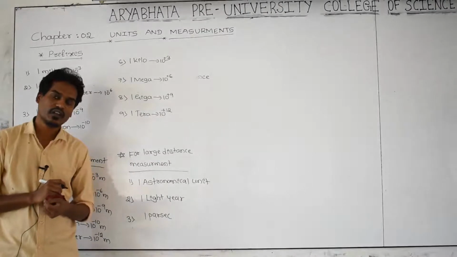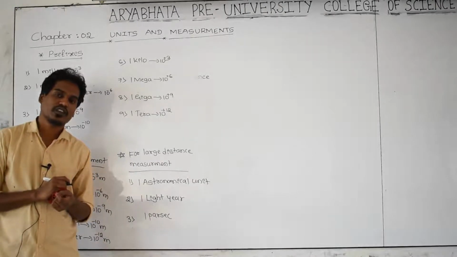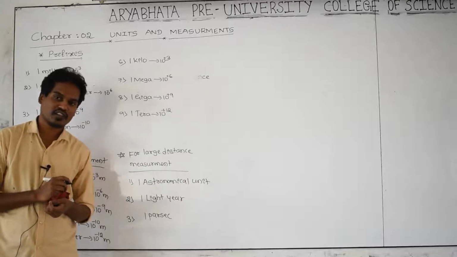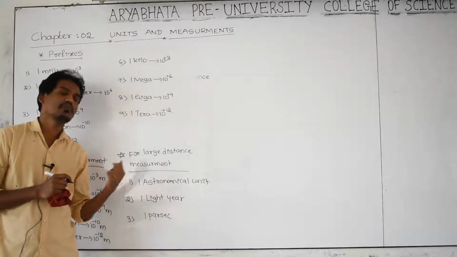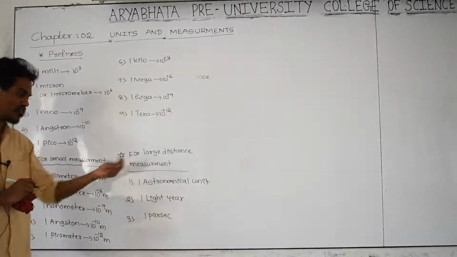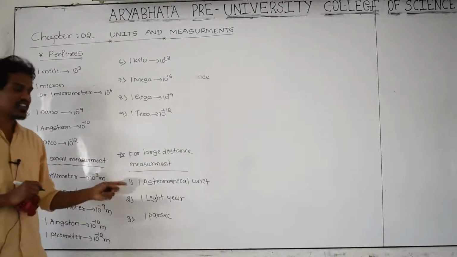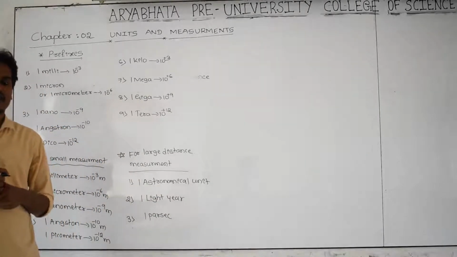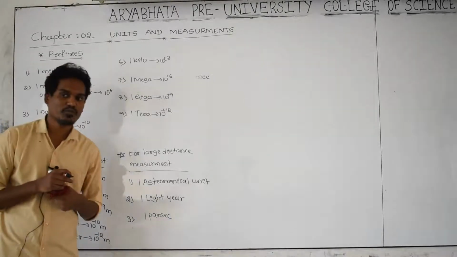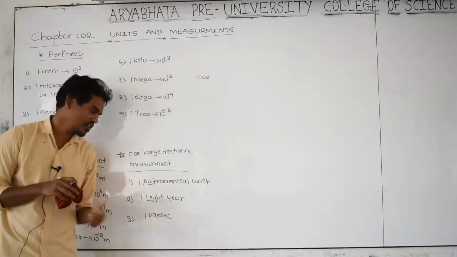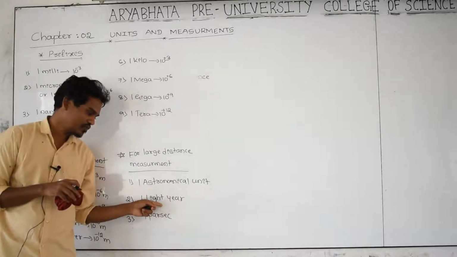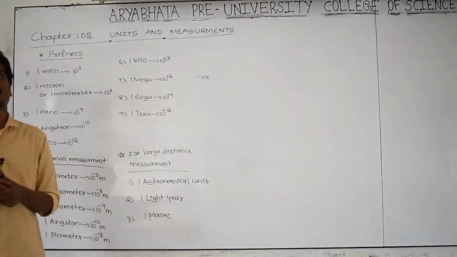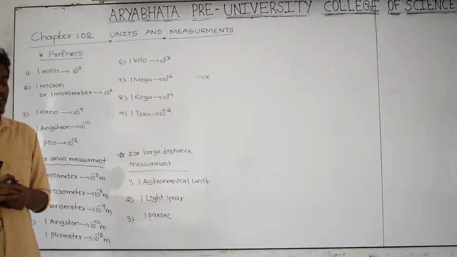For example, what is the radius of Earth's orbit? What is the distance between Sun and Earth? That can be measured by using the astronomical unit. And what is the light year? It is the distance traveled by light in 1 year of time with the speed of 3 × 10 to the power 8 meter per second. And 1 parsec is also a unit of distance, equal to 3.26 light years.